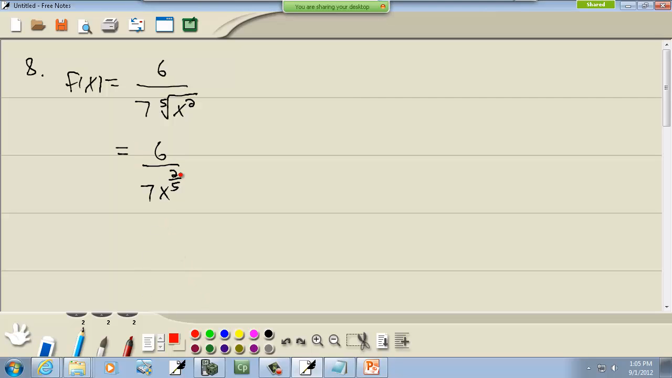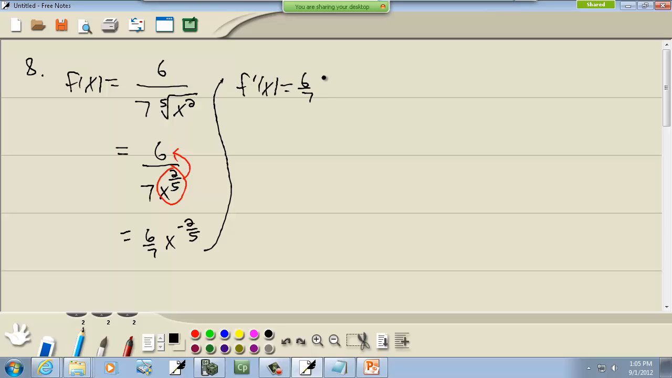Well, that's still not quite right. We want x to a power. We don't want it trapped in the denominator. So I'll take that and put it up on top. So I got 6/7 x to the negative 2/5. And now we're ready to apply our property. Okay, our property says take your power, put it out in front, and then lower it by 1. So we got negative 2/5 minus 1.